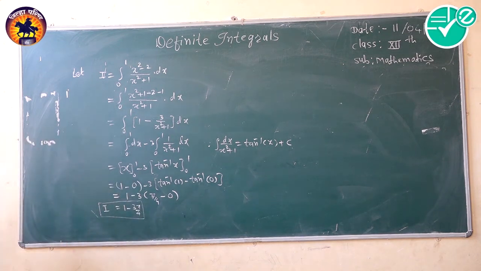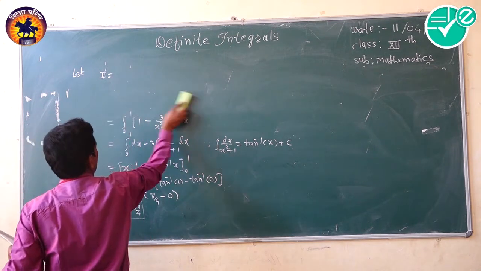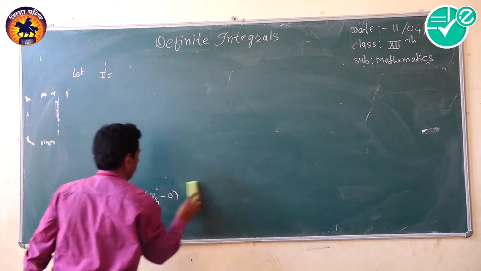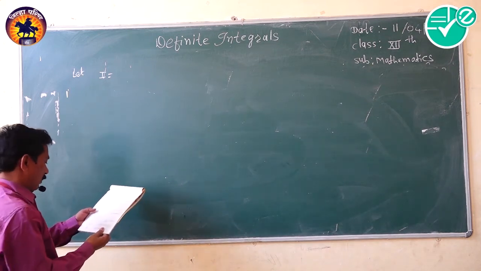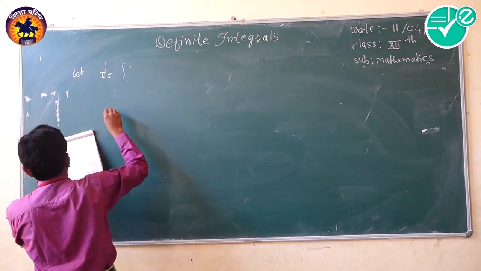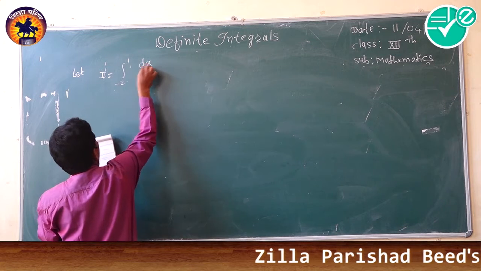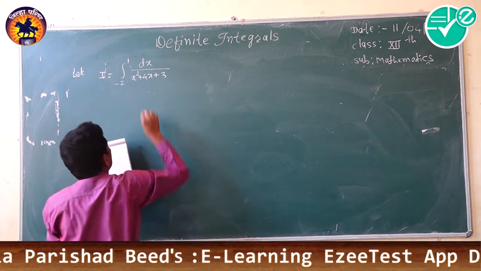Okay. Now take down the next example. Integration from minus 2 to plus 1 dx upon x square plus 4x plus 3.